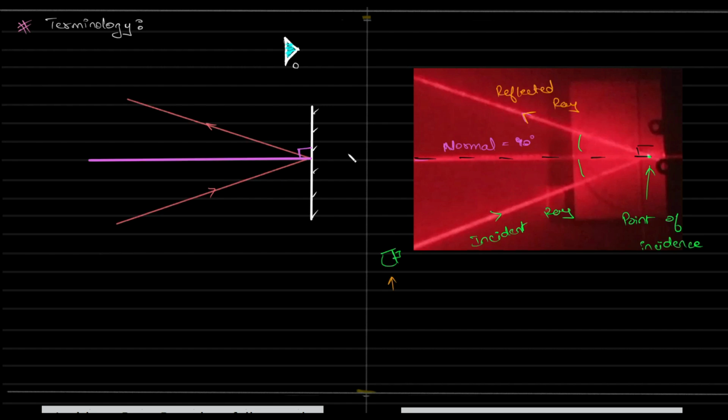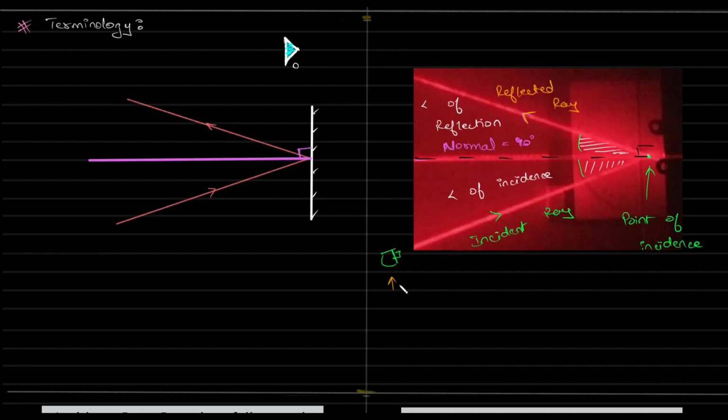There are two more terms. It is to do with angles. The angle made by the normal and the incident ray is the angle of incidence. The angle between the normal and the reflected ray is the angle of reflection. You guys have to remember this. This is your angle of incidence, and this happens to be your angle of reflection.